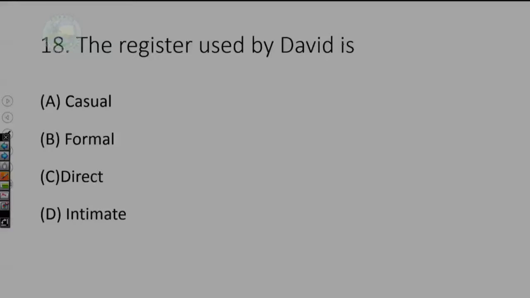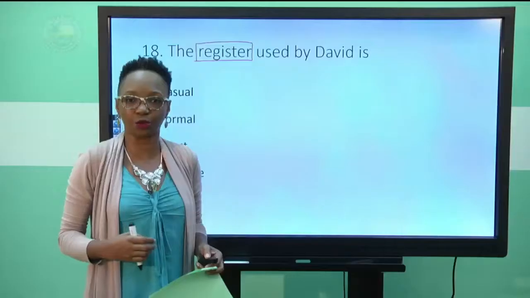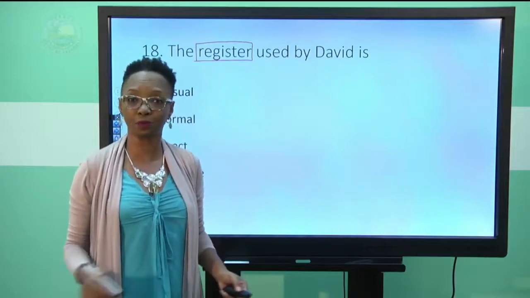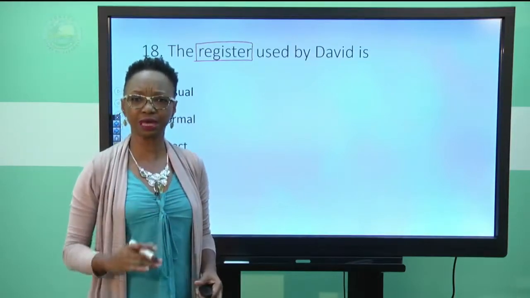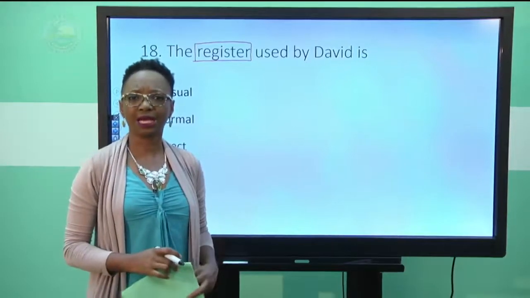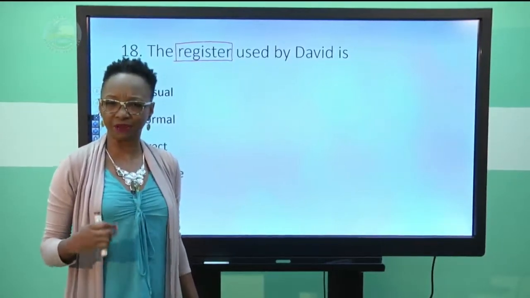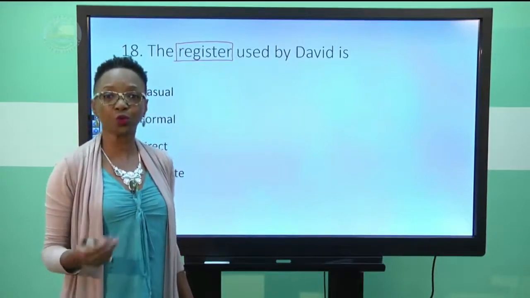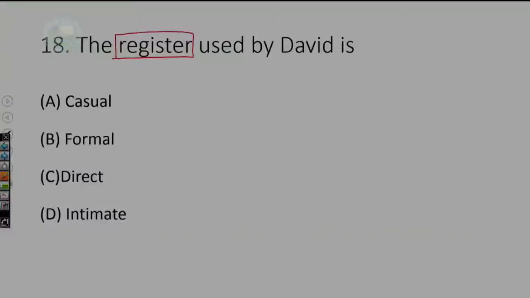So now we have a question that can talk about register. And register talks about the formality, the level of formality that we use when we speak, depending on who we're speaking to. And we have different types of register based on the level of intimacy, the level of familiarity that we have with who we're interacting with. Now, David is speaking to his father, so we know that there's a level of closeness. So we have casual register, formal register, direct register, and an intimate register.